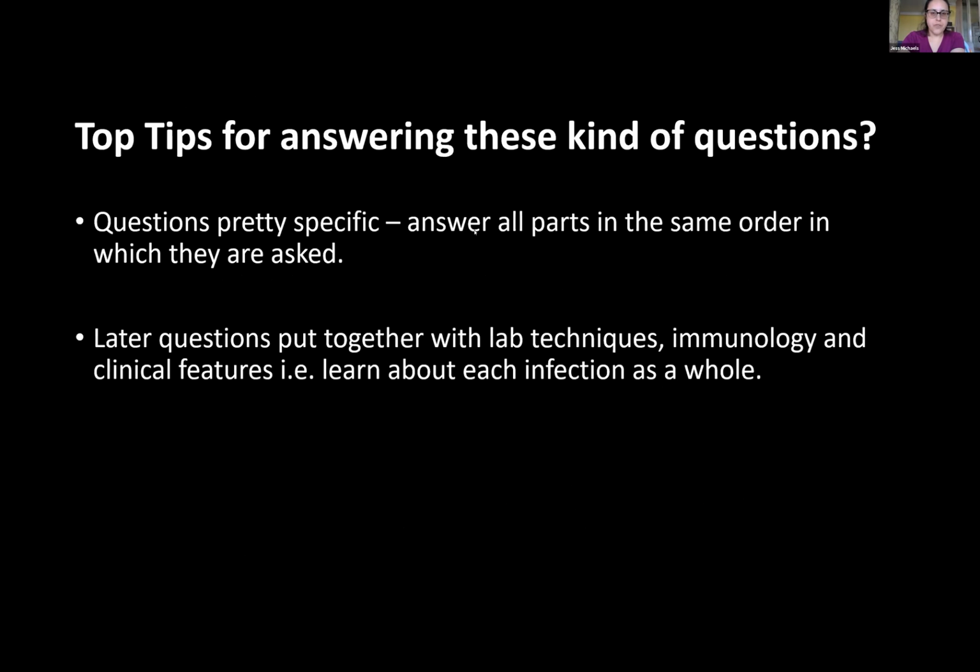So, top tips. I think the later questions are very specific, so make sure you answer the question and the task in the same order in which they're asked. The other thing is the later questions, by later I mean chronologically later, tend to put together the infection with the lab techniques for taking samples, the immunological basis and reaction against that infection, and clinical features. So I think it might help to learn about each infection as a whole, rather than just, say, HSV and cut it there, to learn about the whole clinical scenario.